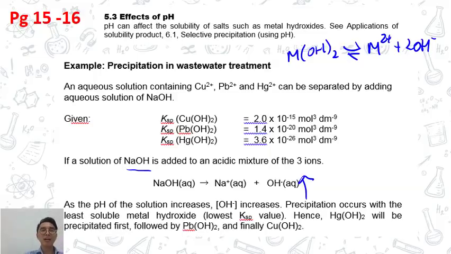By controlling the pH, when you have more OH minus, it will shift the equilibrium left and selectively precipitate out different metal hydroxides based on the Ksp. As you slowly increase the pH by adding more OH minus, the one with the smallest Ksp will precipitate first. This one has the lowest Ksp, so it will precipitate out first, and then as you continue adding more OH minus, Pb(OH)2 will precipitate next, and lastly Co(OH)2. This is how we can selectively precipitate by controlling the pH.